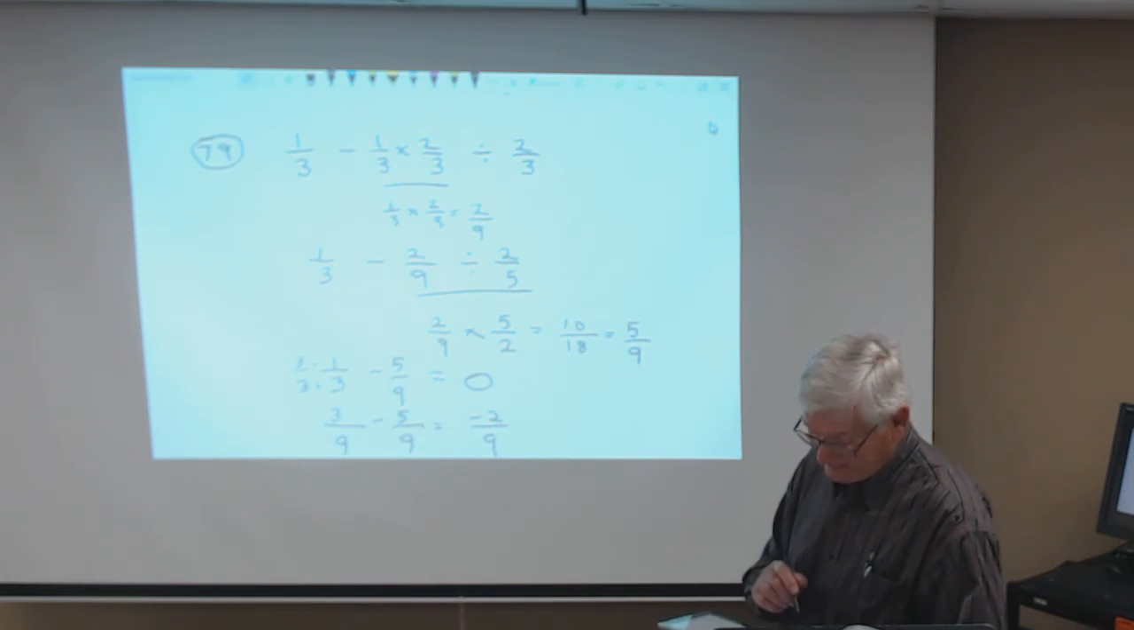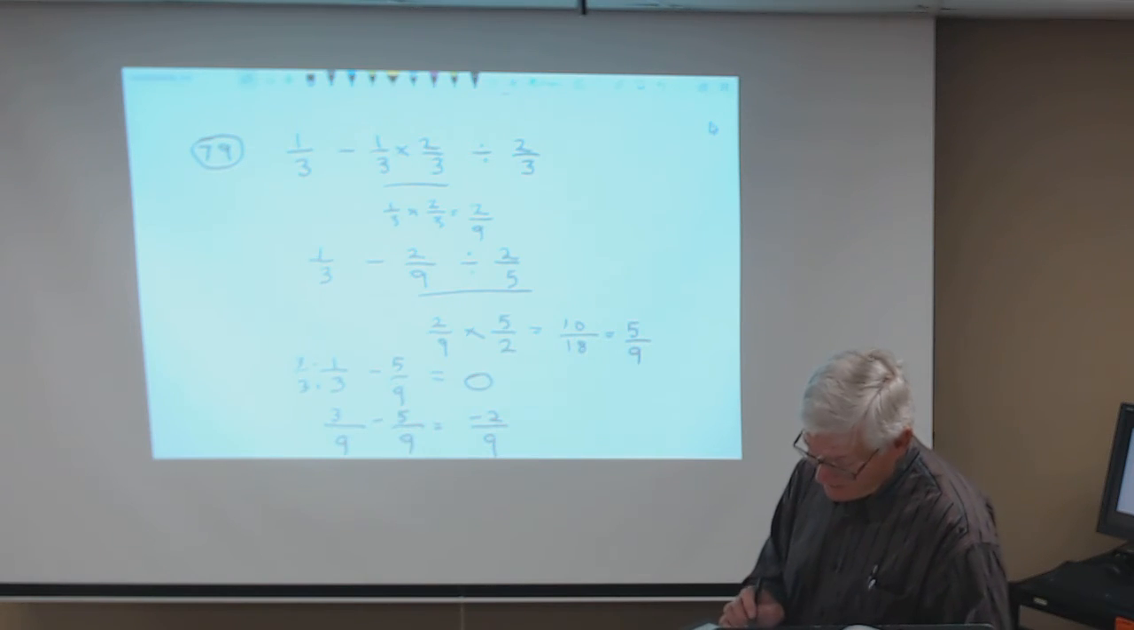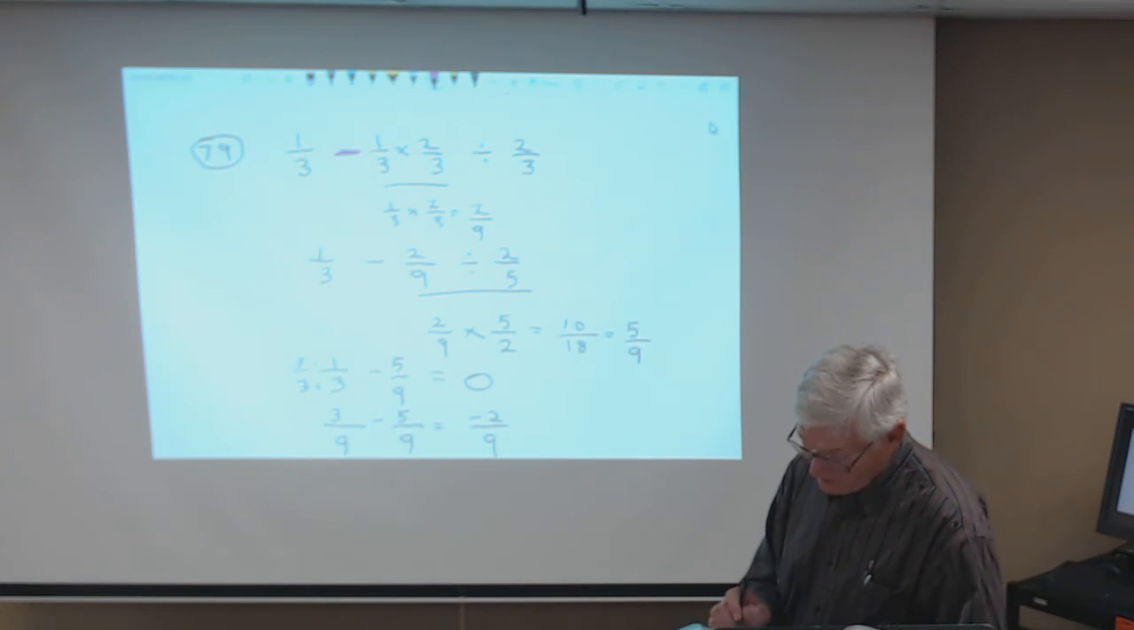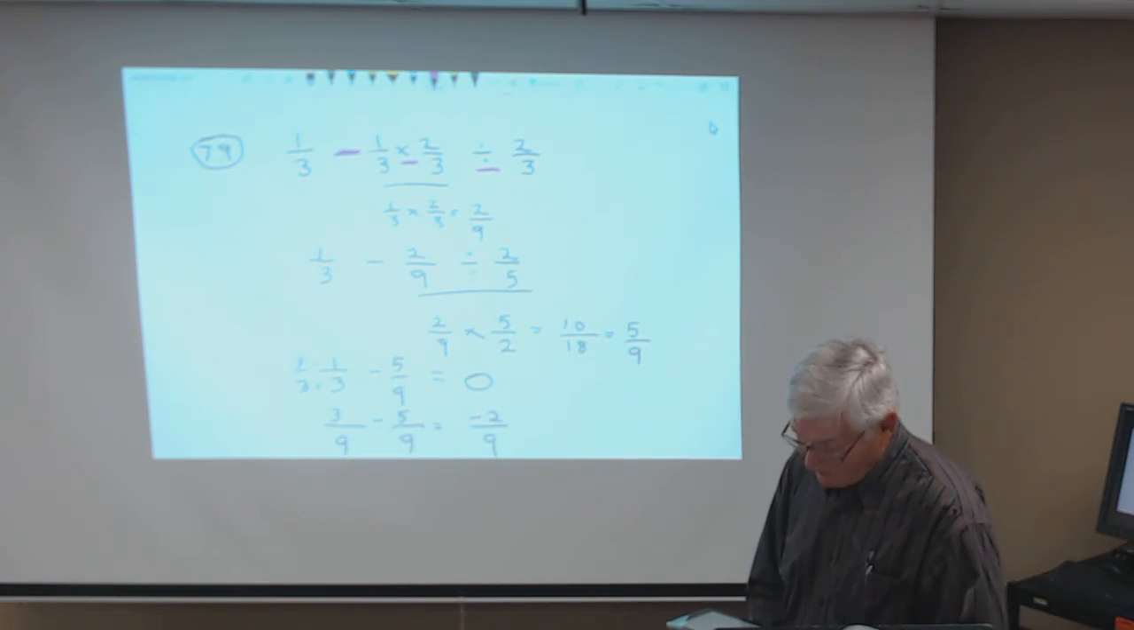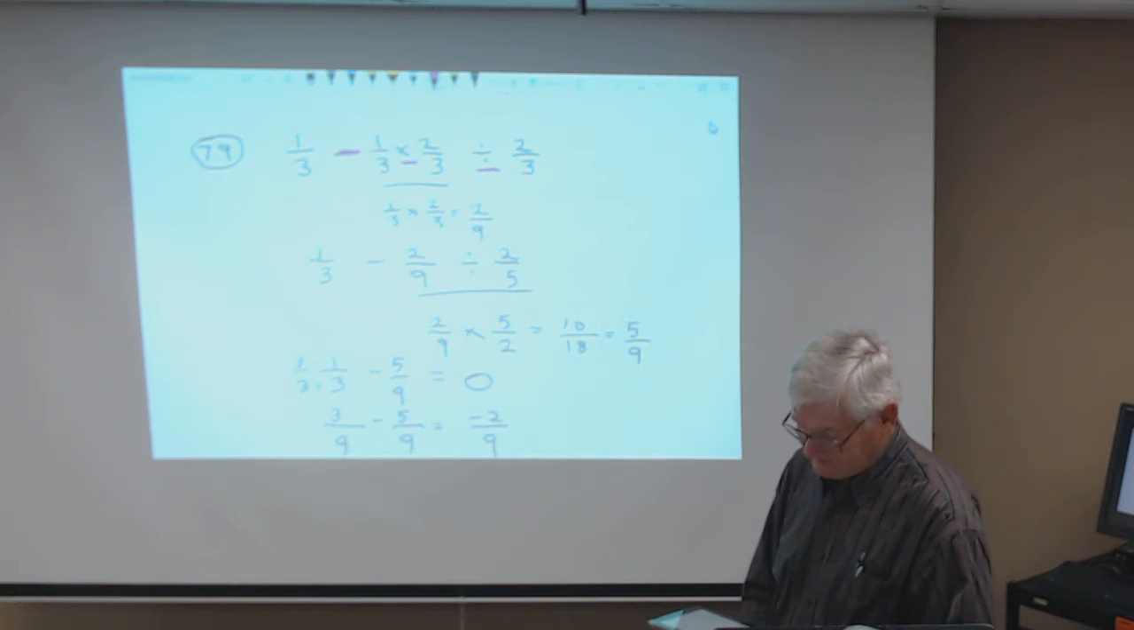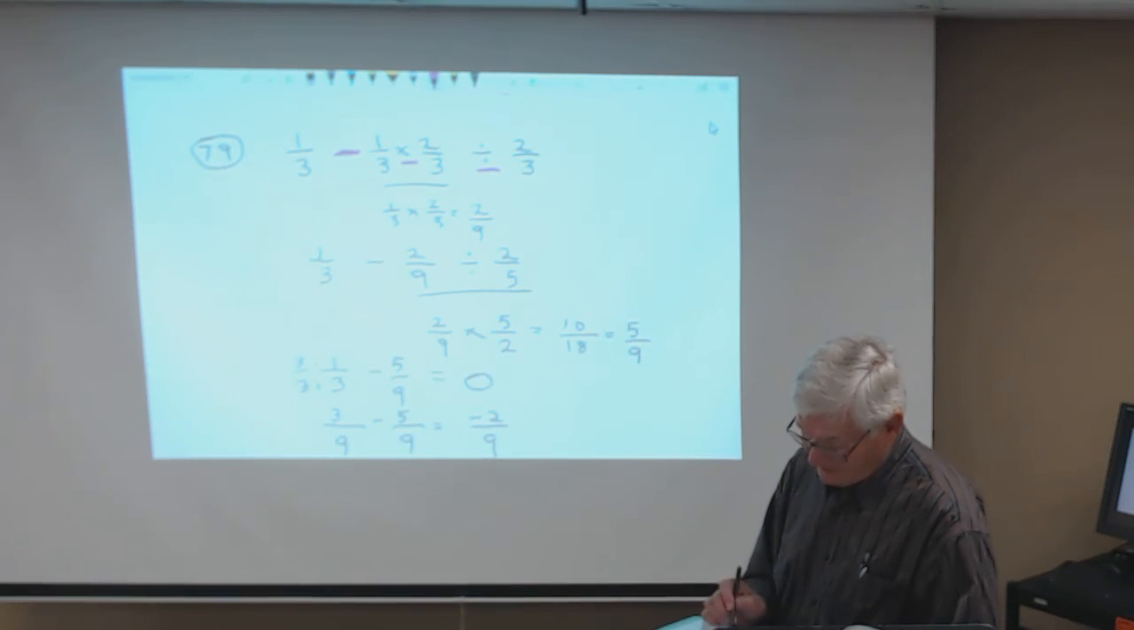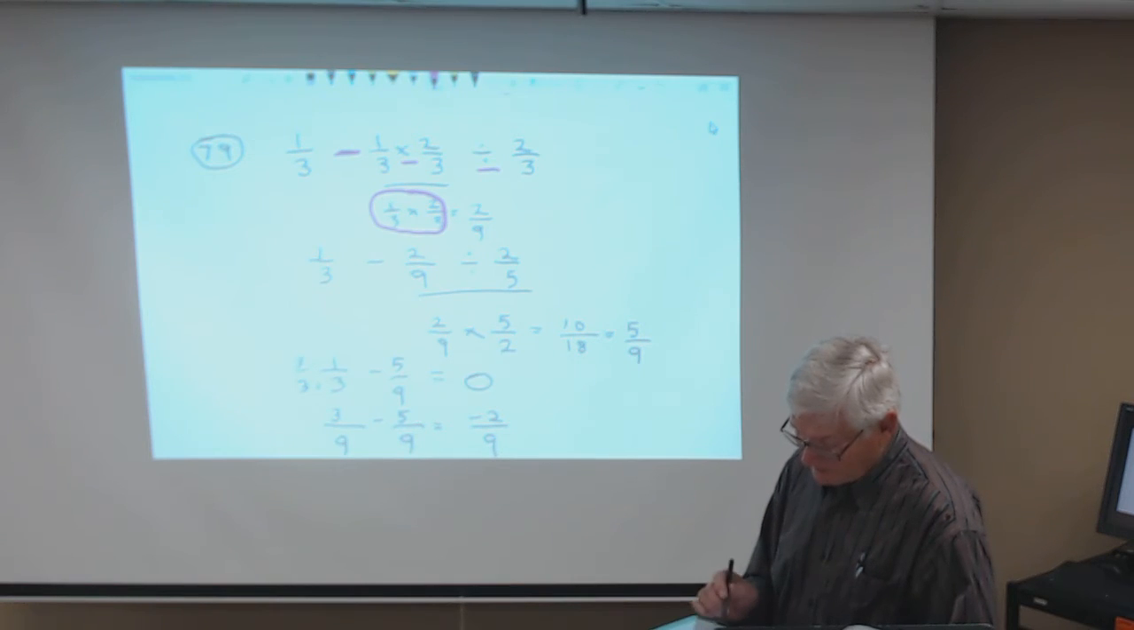Number 79. 1/3 minus 1/3 times 2/3 divided by 2/3. What's the order of operations? We do this multiplication and division first, left to right. So what's 1/3 times 2/3? 2/9. So now I have 1/3 minus 2/9 divided by 2/5.